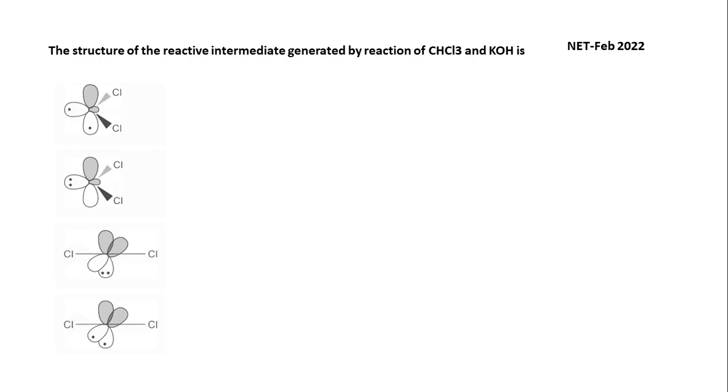The first problem is the structure of the reactive intermediate generated by the reaction of chloroform and KH. Now as this video is carbene related, obviously the reactive intermediate is carbene. Now look at the options. These two are singlet, but these two are triplet.